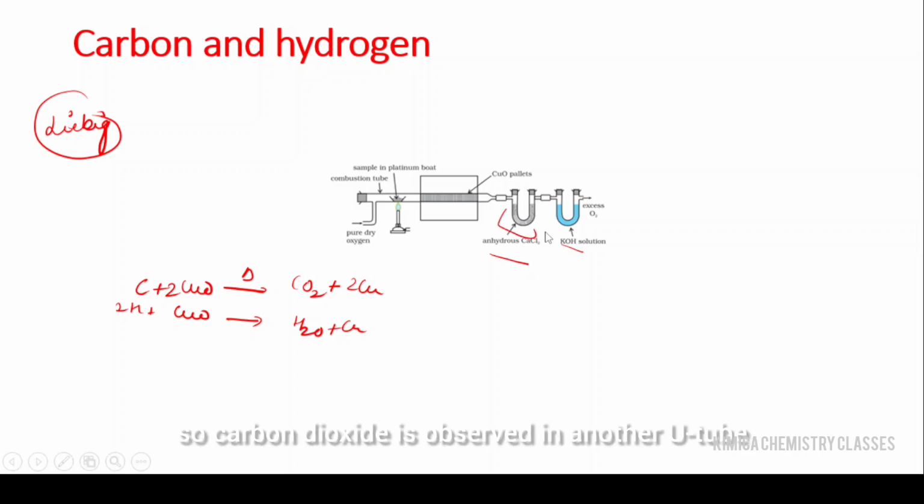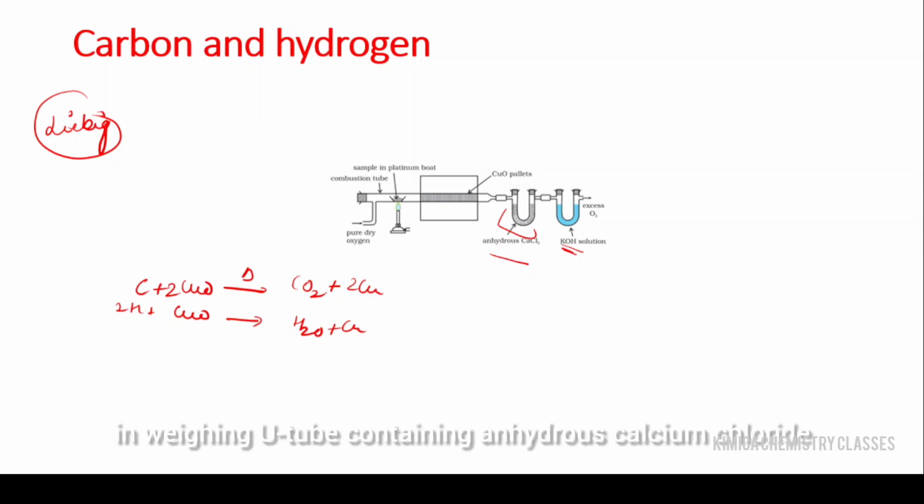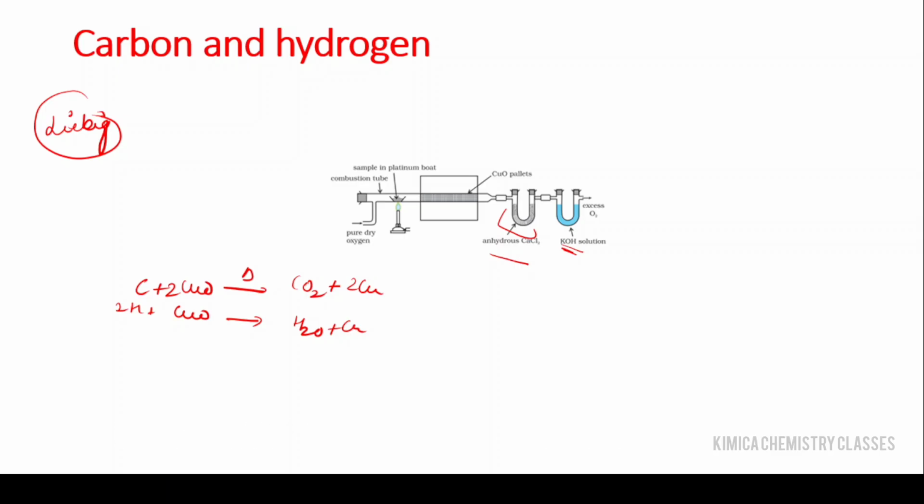So carbon dioxide is absorbed in another U-tube containing a concentrated solution of potassium hydroxide, the strong KOH solution, while water produced is absorbed in the previously weighed U-tube containing anhydrous calcium chloride. The U-tube and the bulb are weighed again. From the difference between the two weights, the amounts of carbon dioxide and water are determined by this method.